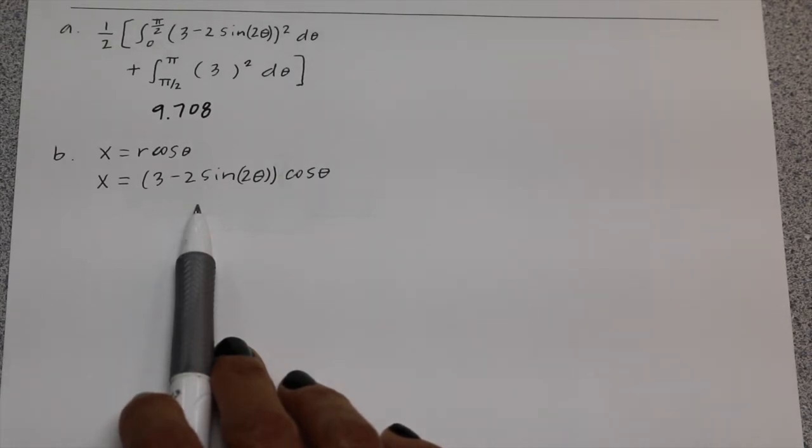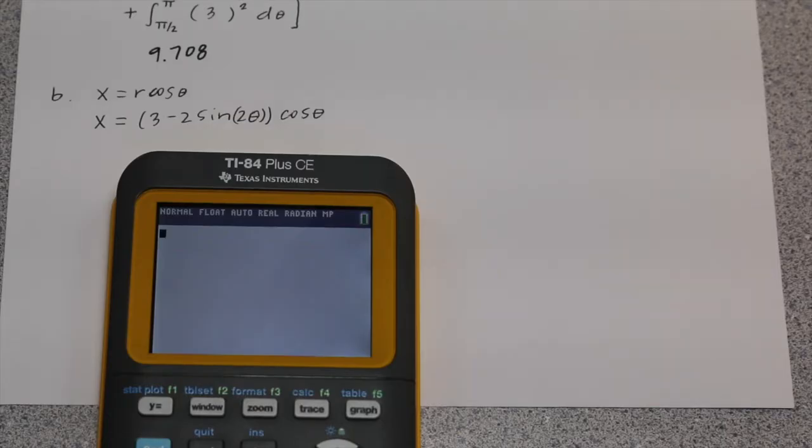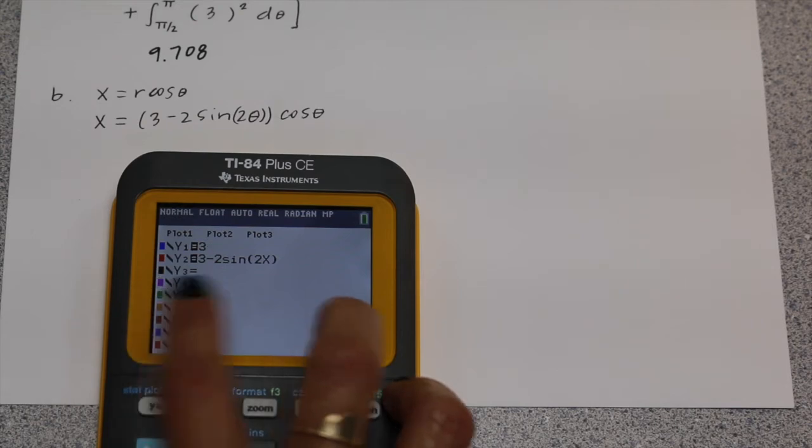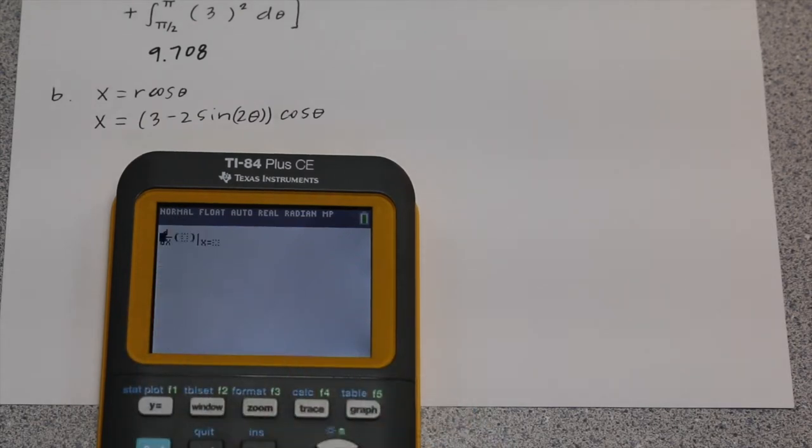We need to find dx d theta when theta is equal to pi over 6. So we're going to plug this into the calculator. So we're going to use the function math 8. So we press math, and then number 8. We're going to take the derivative, so it's d dx. And then remember, we already have the equation 3 minus 2 sine 2 theta as our y sub 2. So I'm going to quit out, and we're taking the derivative of our y sub 2.